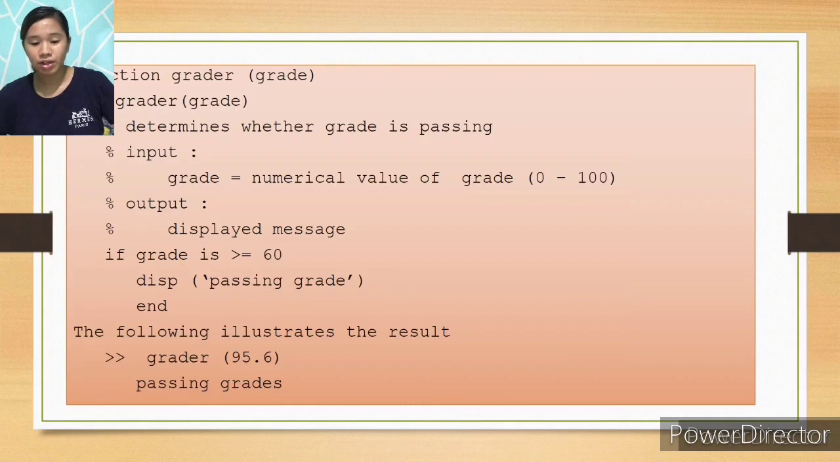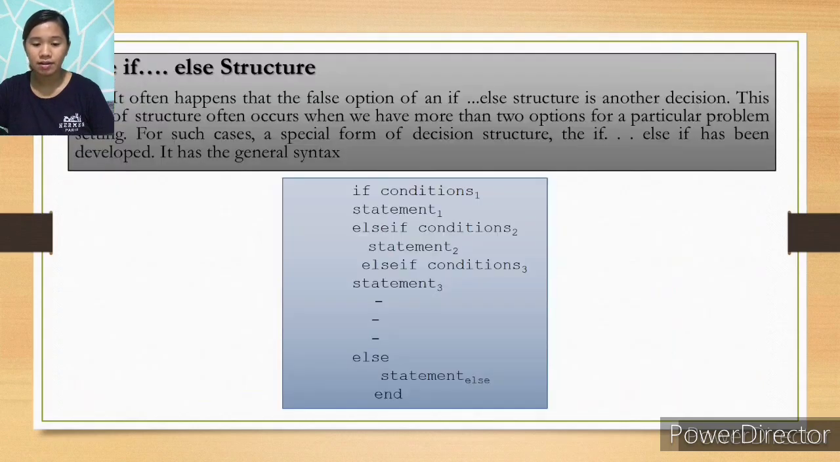Grader determines whether a grade is passing. The input grade is equal to the numerical value of the grade, which is 0 to 100, then output displays a message if grade is greater than or equal to 60. So this is a passing grade, so end. The following illustrates the result if grade is 95.6, which is a passing grade.